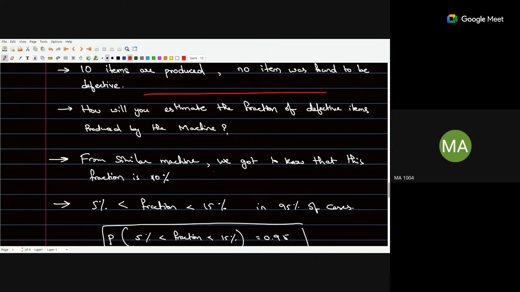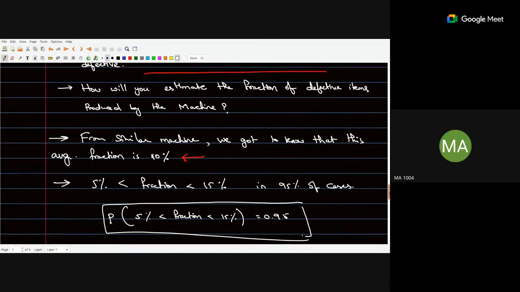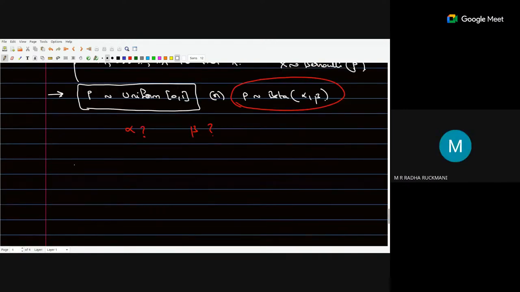So to find alpha and beta, we are going to use this particular information. It says this fraction is actually 10%. So what does that mean? The average of the fraction. Yes, that would be 0.1 is equal to alpha by alpha plus beta. You should understand that sense. What do I mean by average fraction? Mean.